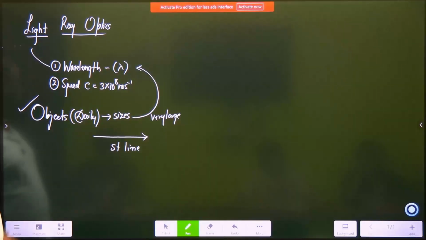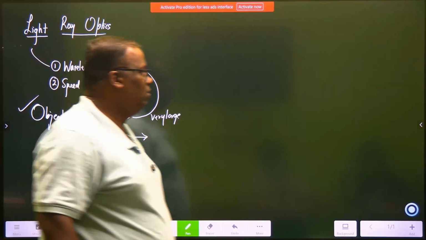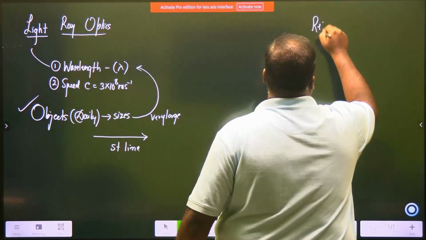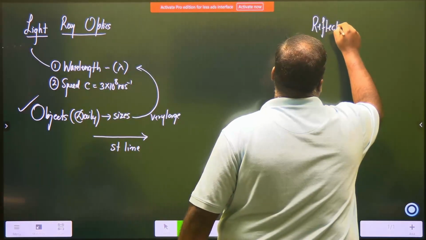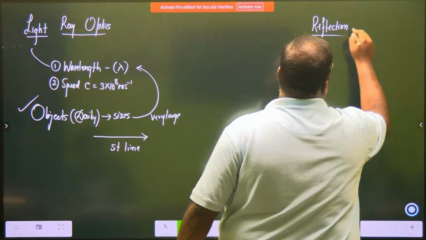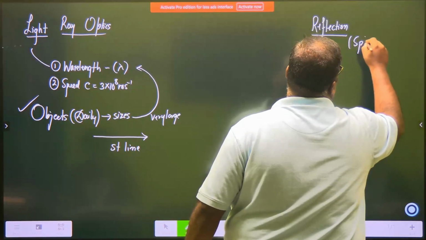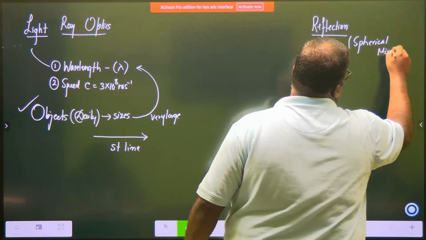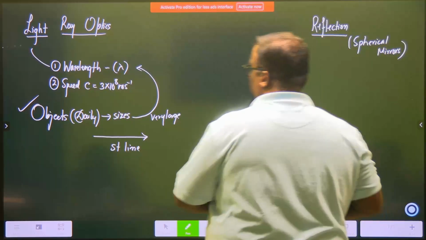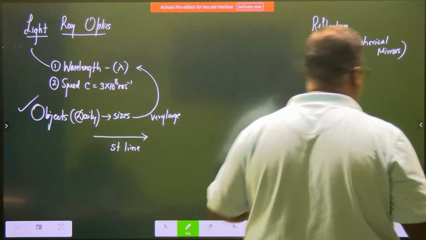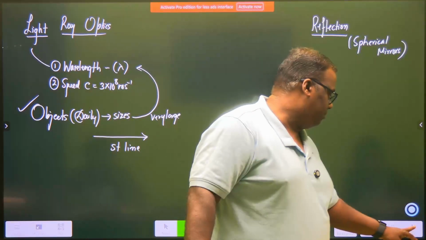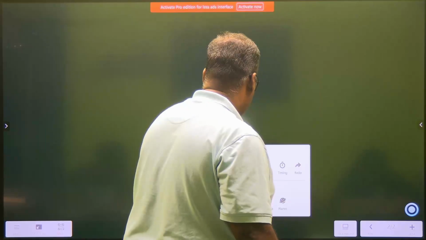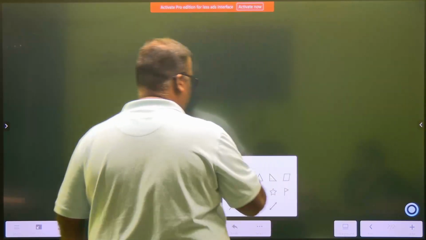So we now get into our studies of ray optics, and we will be studying reflection and refraction. We start with reflection, and obviously this reflection will be all about spherical mirrors. Initial stages are not that tough. Shall we go ahead? Our discussion starts with spherical mirrors, and we will go with our basics.